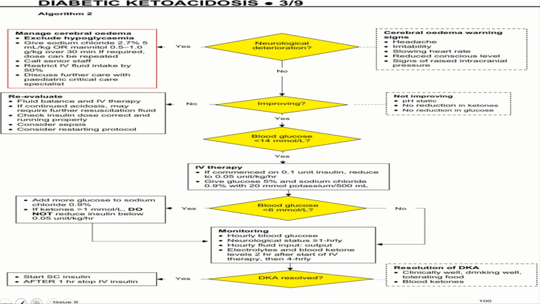If there is cerebral edema, you restrict the fluid and you give mannitol. If there is no cerebral edema, it is well and good. And then you check the blood glucose. If the blood glucose is falling, you add more glucose, you reduce the insulin, and then keep monitoring the patient and assess if the DKA is resolved. If the patient is improving, clinically well, drinking well, eating food, blood ketones are normal, and blood glucose is good, then start subcutaneous insulin. You start it 1 hour before, along with the IV infusion. After 1 hour you stop the IV and continue with the subcutaneous.